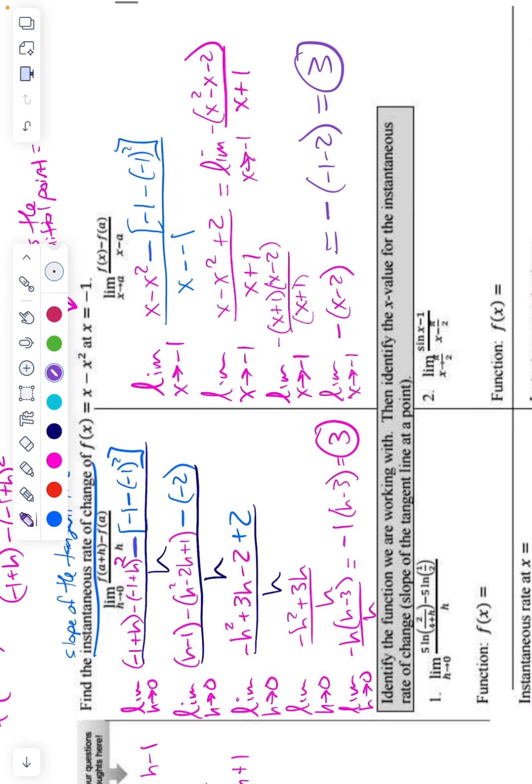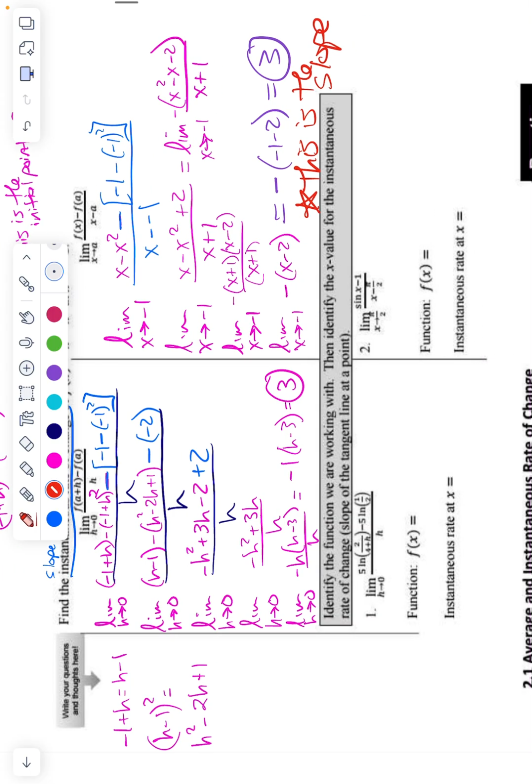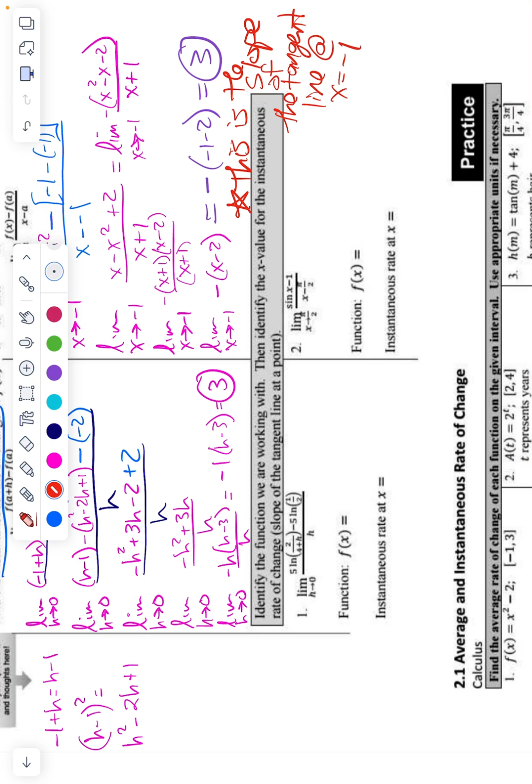Okay, but let's go back to current material, which is to say both of these definitions gave us the same slope. Okay? And I think I'm going to continue to reiterate that. This is the slope of what? Of the tangent line where? At x equals -1. Okay? All right, somebody had a question.